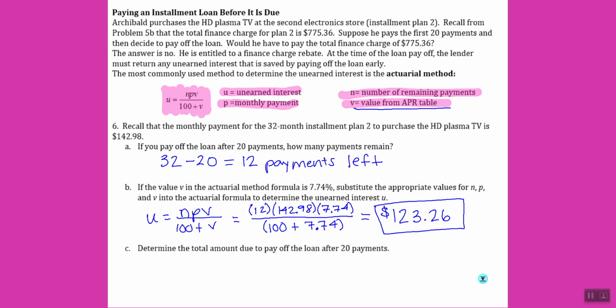So if he wants to pay it all off with the 12 that are left, he would have to make 12 payments of $142.98, but he gets back $123.26 in unearned interest, so he'd end up having to send to the store $1,592.50. And that's it.